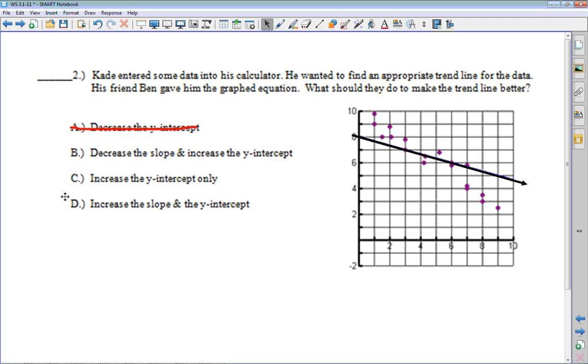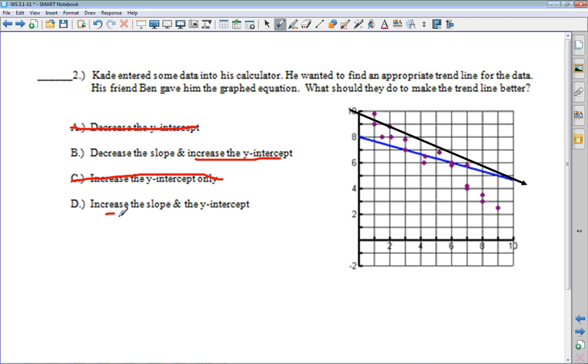Okay, the next one says increase the Y-intercept only. What if I move this up? Does that go through all the points? Nope, that doesn't do it because that's only increasing the Y-intercept, so that's not going to work. So it's not this one. What do I need to do? It looks like first off, I need to move my Y-intercept and increase it.